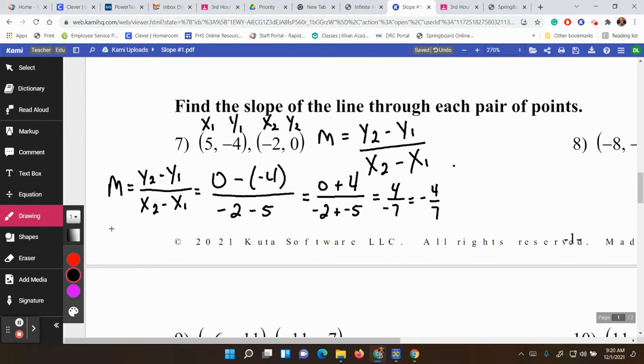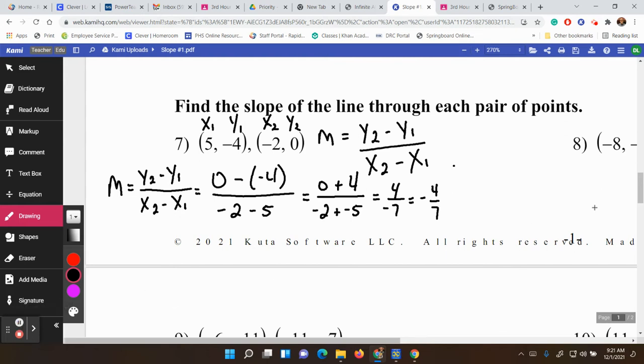And the reason why you write it as a negative 4 over 7, not 4 over negative 7, is that if you chose to flip these, let's say you chose to make this your first point and this your second point, then you would have a negative 4 over 7. Okay? All right?